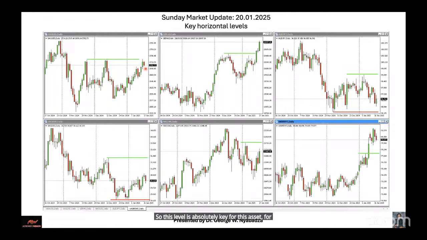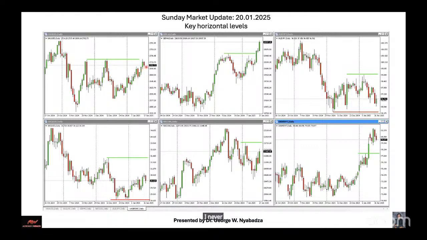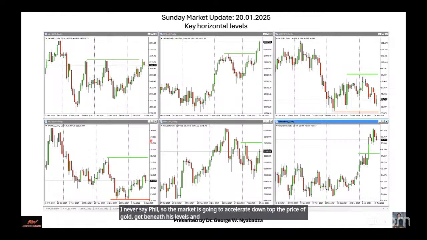If the bears are strong, they need to follow through and give us bear candles. Then we can say, oh, we have a wedge top, 1, 2, 3. The bulls have tried 3 times to get to new high levels. They failed, so the market is going to accelerate down, drop the price of gold, get beneath these levels, and who knows, maybe we might go a little bit lower. But as for now, we are at a killer. It is a wedge top because of that inside candle.